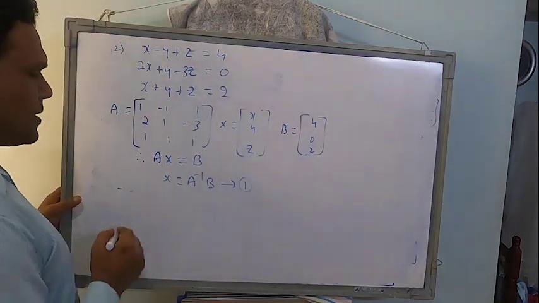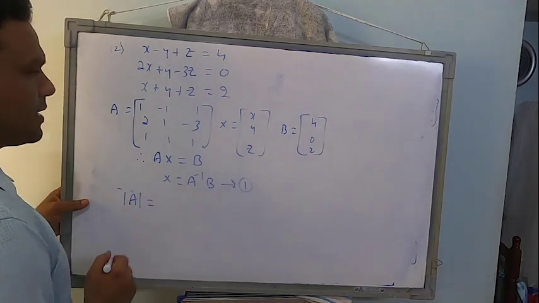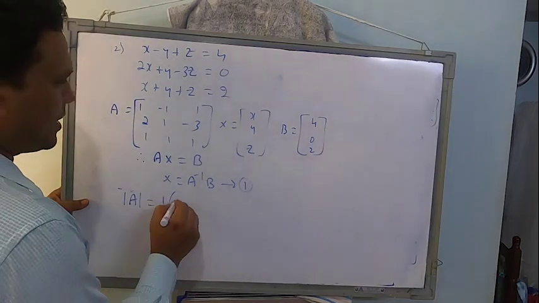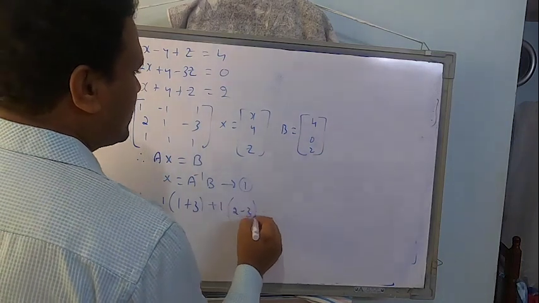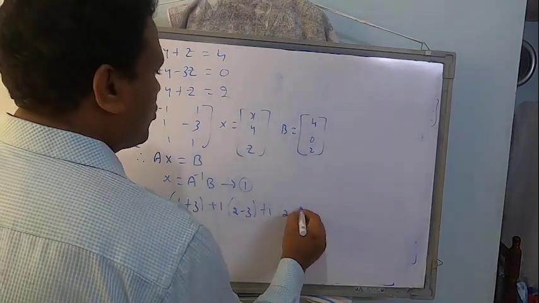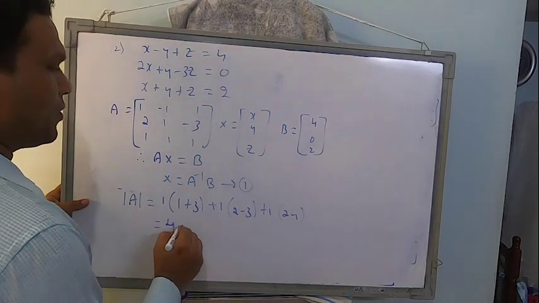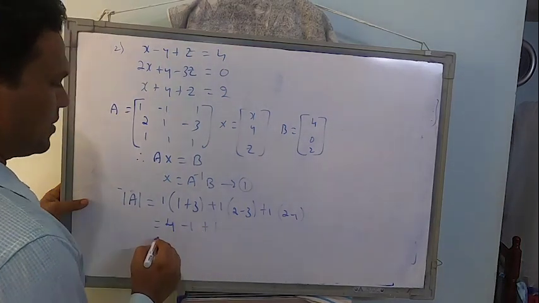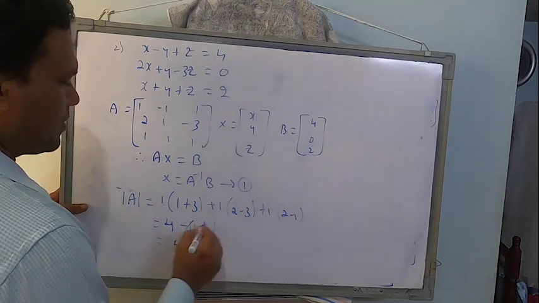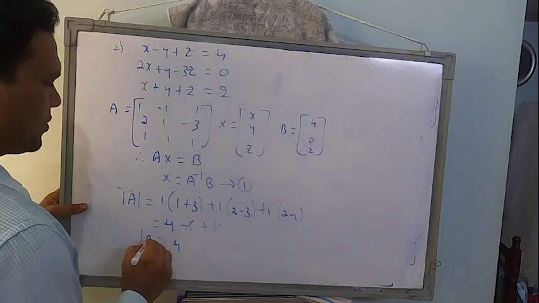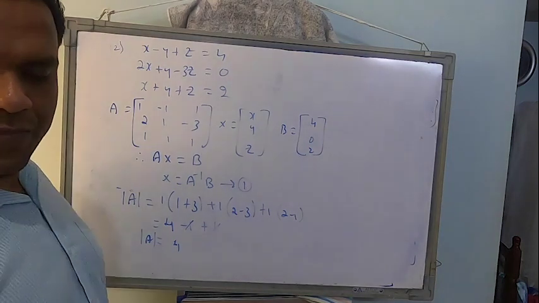Now, to start with this, first let us find the determinant. So it's going to be 1 multiplied by 1 plus 3, plus 1 multiplied by 2 minus 3, plus 1 multiplied by 2 minus 1. So it's going to be 4 minus 1 plus 1. So how much is that going to be now? 5 minus 1, that's going to be 4. Right. So determinant A value is going to be 4.